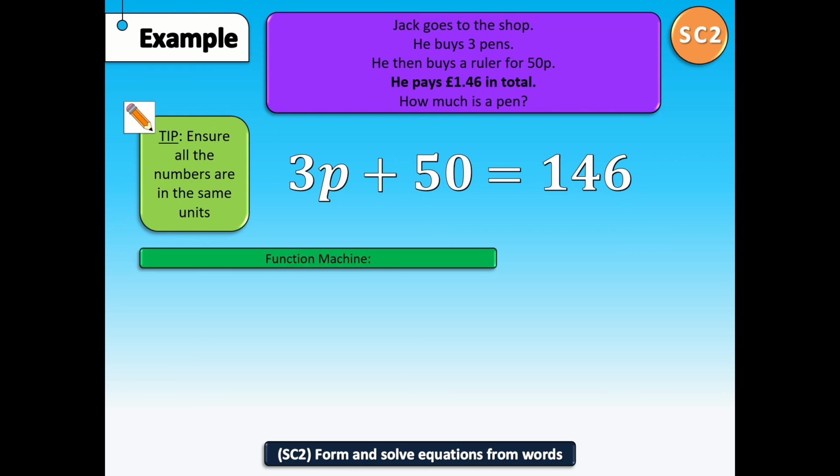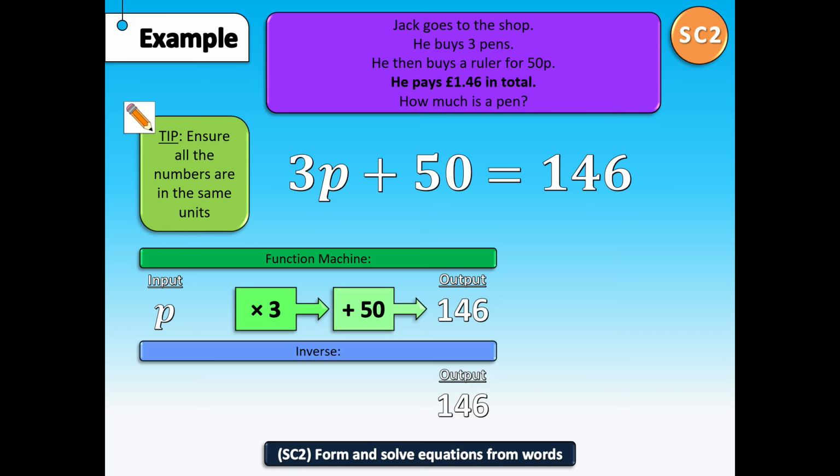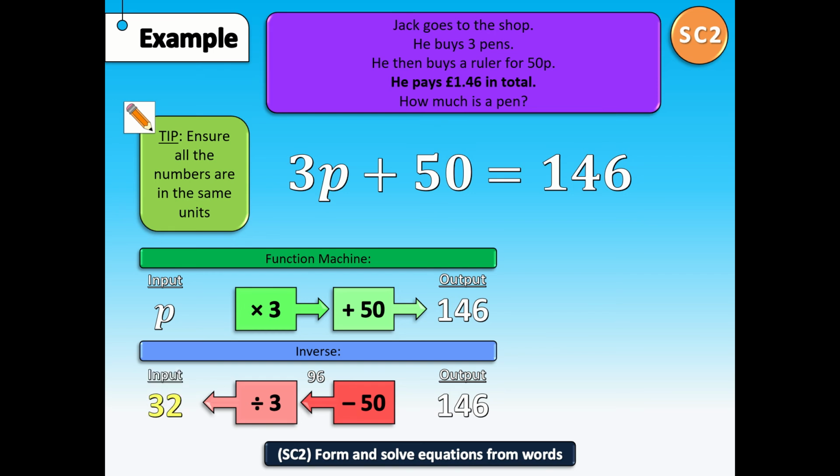Now we need to do a function machine to be able to solve it. So we say what we're doing to p. We're timesing it by 3, we're adding 50, and we get 146. So we've got to work backwards doing the opposite. So we start with 146, we take away 50, and then we divide by 3. 146 take away 50 is 96, and 96 divided by 3 is 32. So each pen costs 32p.